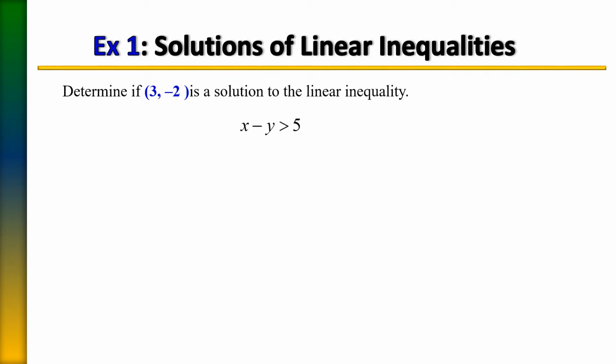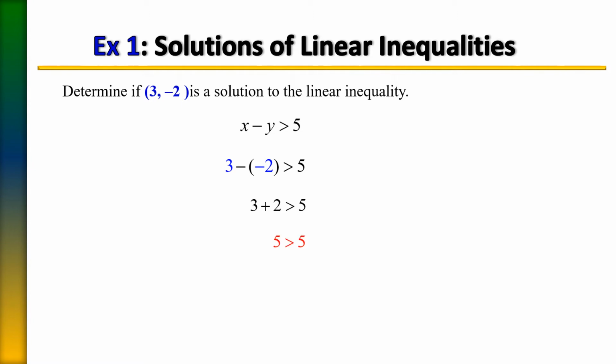So let's go ahead and plug in this ordered pair. We're going to plug in a 3 in x's place, and we're going to plug in a -2 in y's place. When we do that, it's going to look like so. -2, but with a negative in front of it, becomes +2. 3 plus 2 does equal 5.